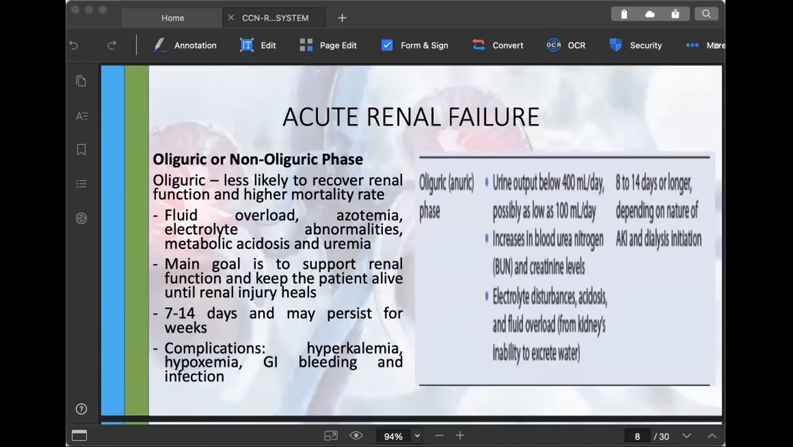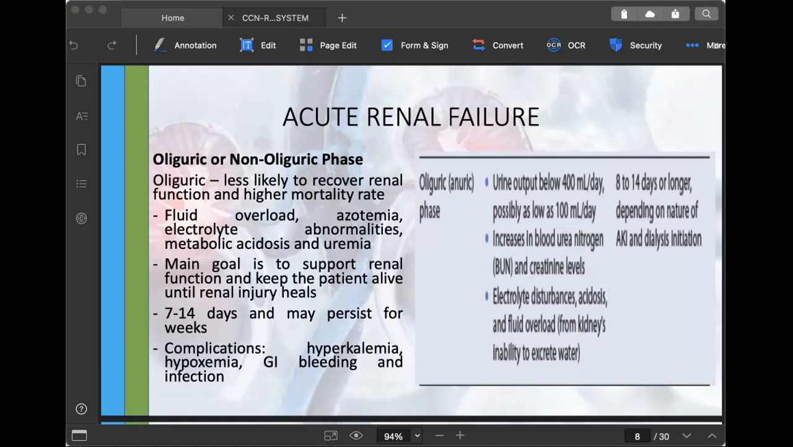The oliguric or non-oliguric phase is one that can actually be skipped, and the patient will progress immediately to your diuresis stage. So there are patients who do not experience the oliguric or non-oliguric phase. From the onset, they can go directly to your diuresis stage. Okay. However, there are still patients who undergo this kind of stage.